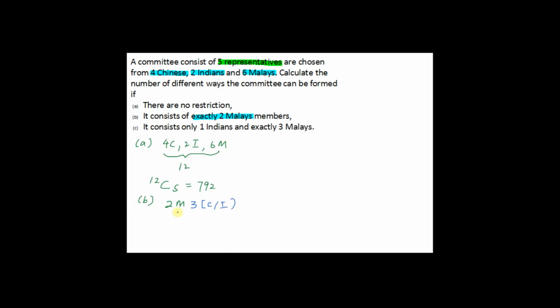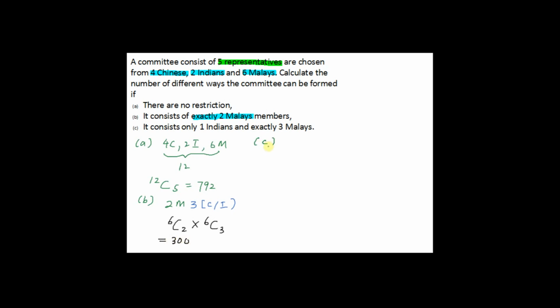First, you have to choose 2 Malays from 6 Malays. So this is 6C2, multiplied with. Remember, you have to multiply, not add, because the total representatives is 5. Now you have to choose 3 members from Chinese or Indians. You have 4 Chinese and 2 Indians, so in total you have 6 people. This is 6C3. You choose 3 members from either Chinese or Indian. Just press your calculator, your answer should be 300.